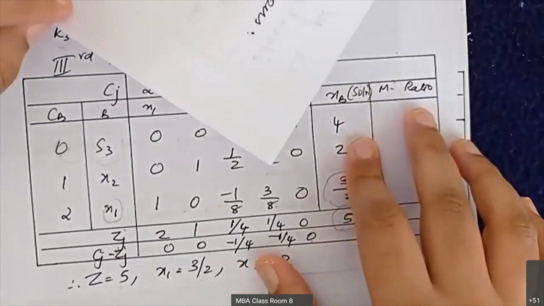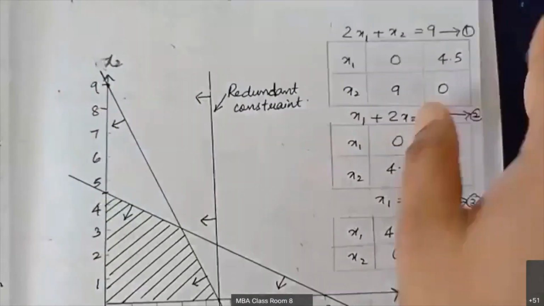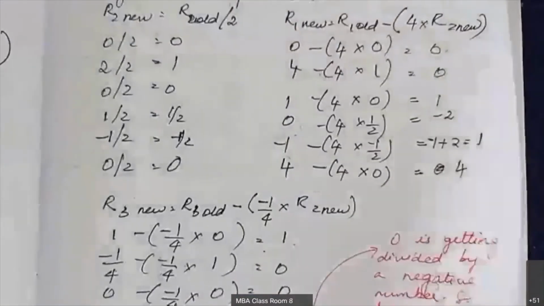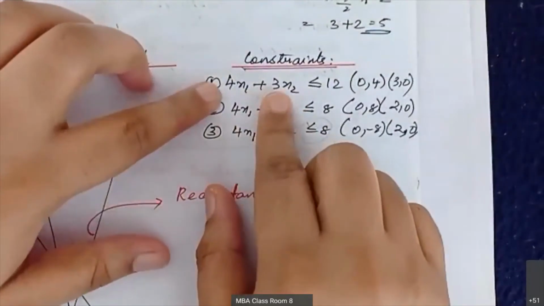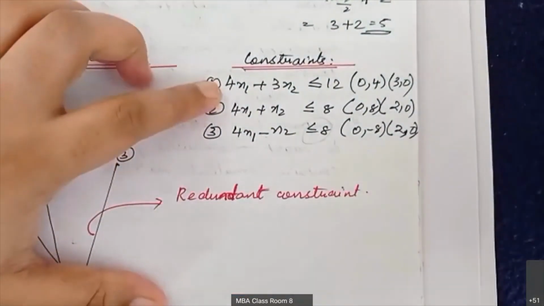Now I'll just show you one more thing. We already said that the degeneracy situation happens because the constraints are not framed properly. This is the same LPP that we solved before in the simplex table just now. Can I show you once again?